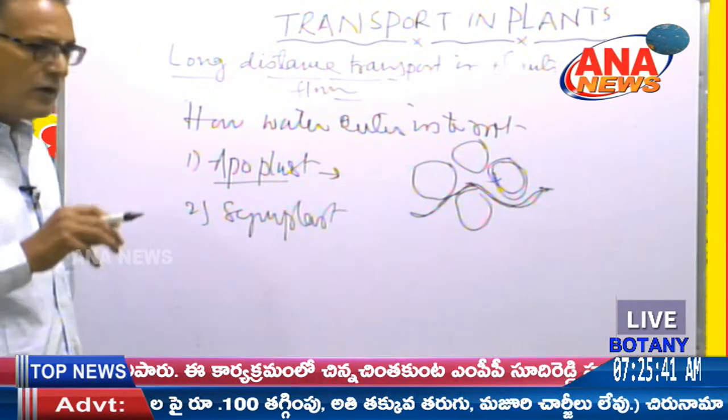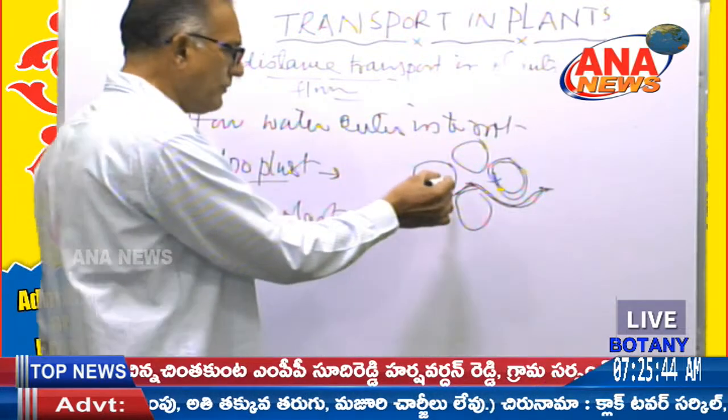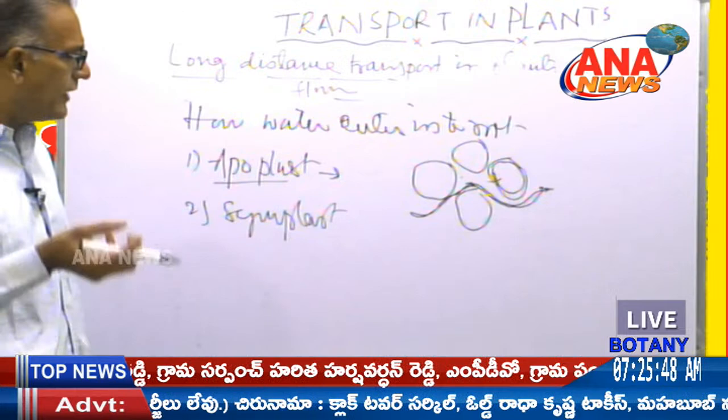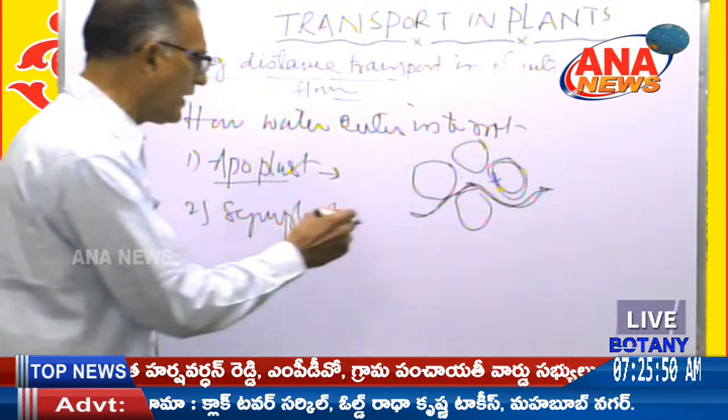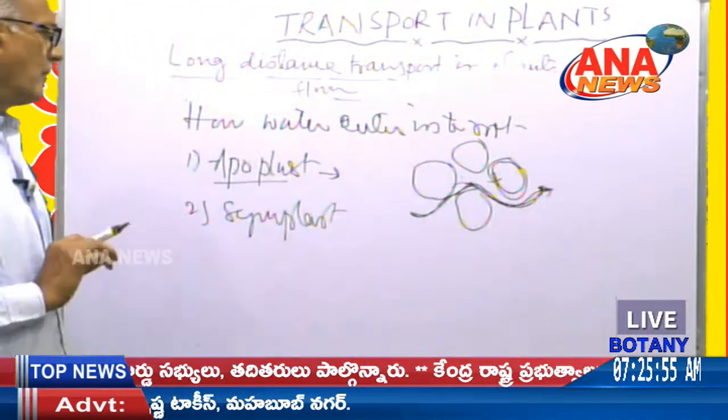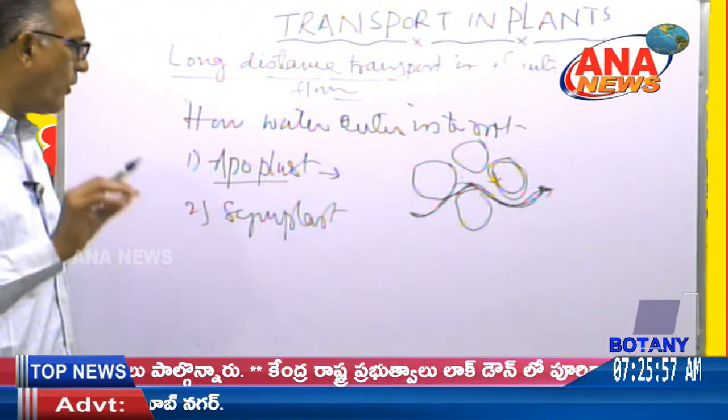Hence, in the apoplastic system, the water moves continuously. When the water is evaporated into the intercellular spaces or outside atmosphere, a continuous water stream is formed. Thus, the water is continuously moved through the apoplastic system.